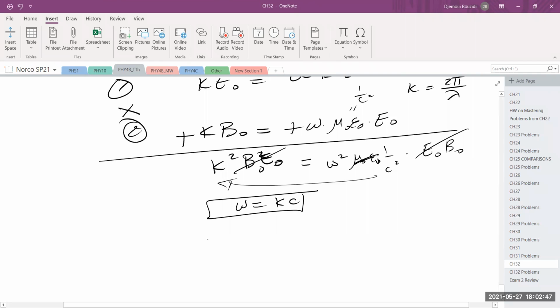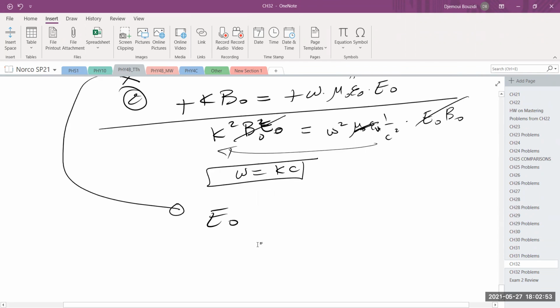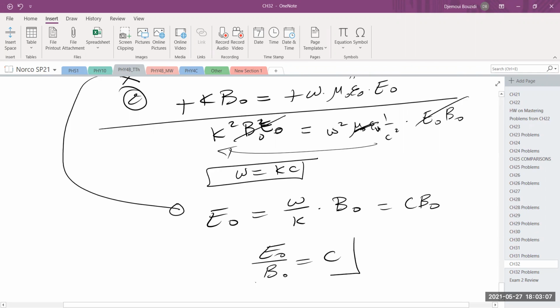It tells me that E naught, so this is just a direct indication from this equation, E naught is equal to omega over k times B naught. And omega over k from this expression is c. So this is equal to c B naught. So E naught over B naught is equal to the speed of light. This is very, very important.